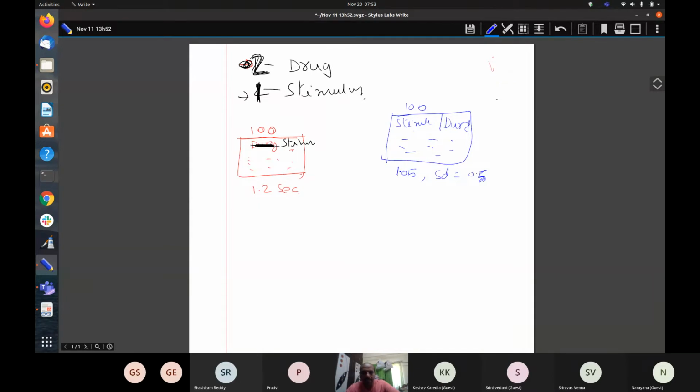We'll talk about standard deviation in a moment. So the response time decreased with the new drug. Previously it was 1.2 seconds, now it is 1.05 seconds. Do you see that?